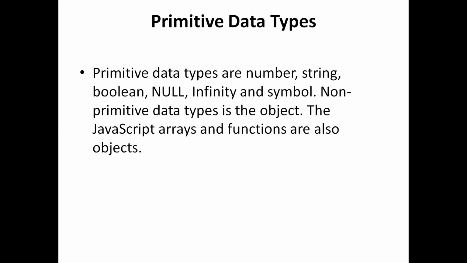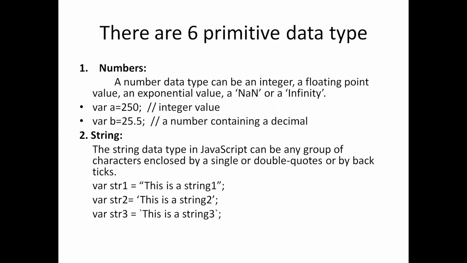We will learn with examples, don't worry. First, know the definition. Primitive data types are number, string, boolean, null, undefined, and symbol. The non-primitive data types are object and array. JavaScript arrays and functions are also objects. So there are six primitive data types. First is number.